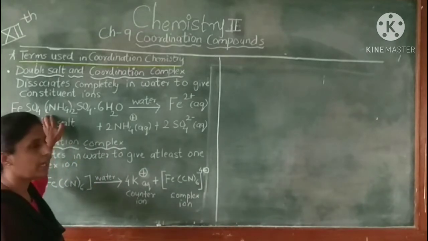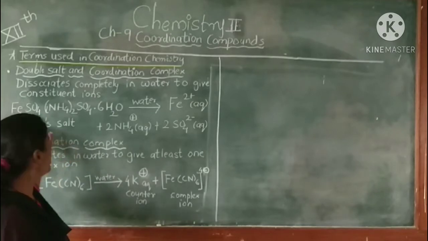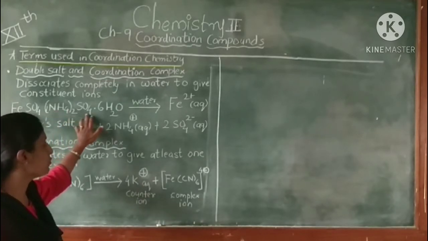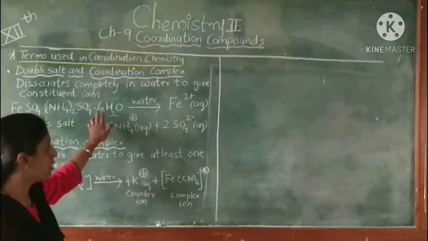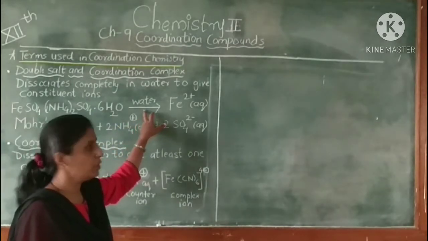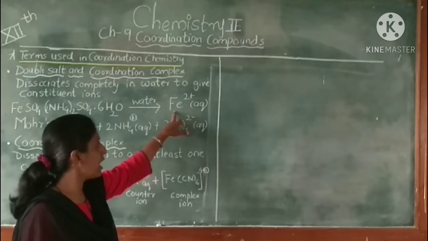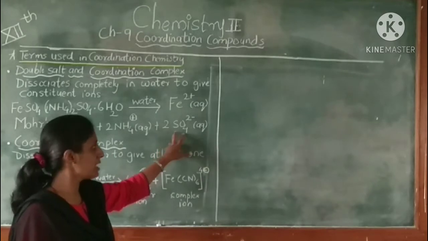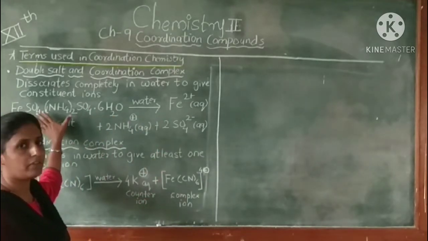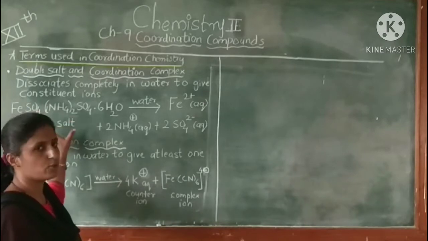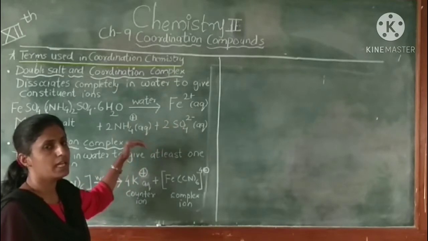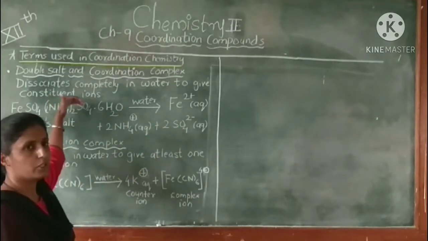I have taken here an example of Mohr's salt. The chemical formula of Mohr's salt is FeSO4·(NH4)2SO4·6H2O. When it dissociates in water, you get one Fe2+ ion, two NH4+ ions and two SO4 2- ions. So whatever ions you have in your original compound, on dissociation you get each individual ion. This is the property of a double salt.